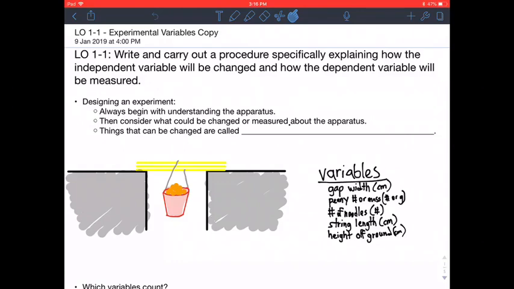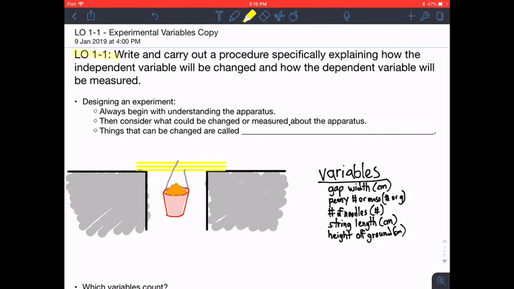So, this is going to be your first little mini lesson of physics. Today we're talking about learning objective 1-1. And I want to just take a quick second to introduce you to these learning objectives and how you're going to be using these videos in order to help you.